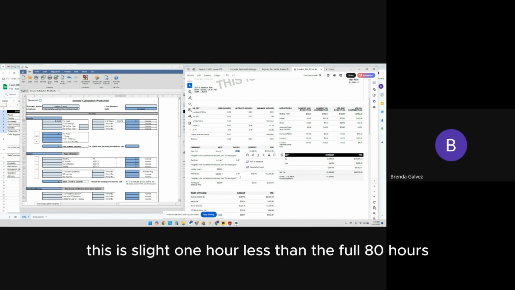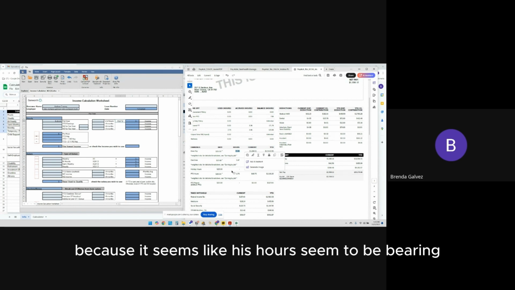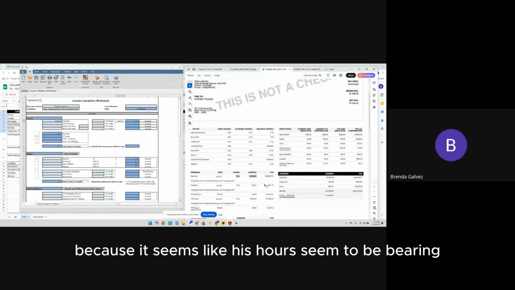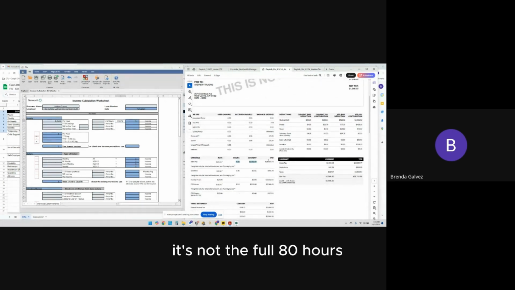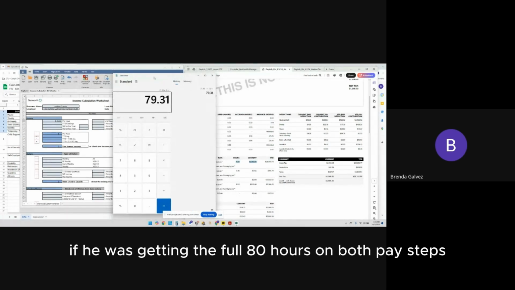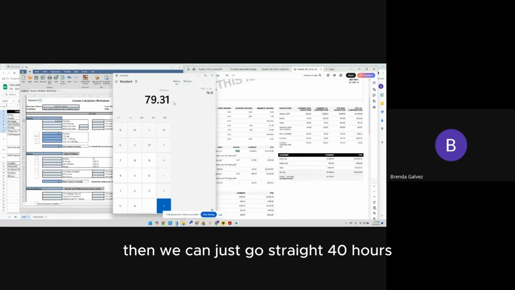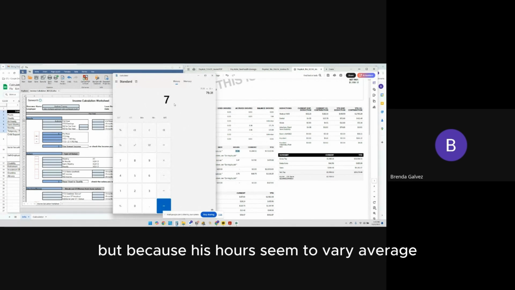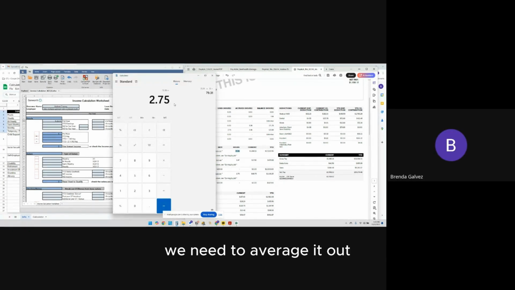This is slightly less than the full 80 hours, because his hours seem to be varying. It's not the full 80 hours, so we actually have to average out his hours. If he was getting the full 80 hours on both pay stubs, then we can just go straight 40 hours. But because his hours seem to vary, we need to average it out.